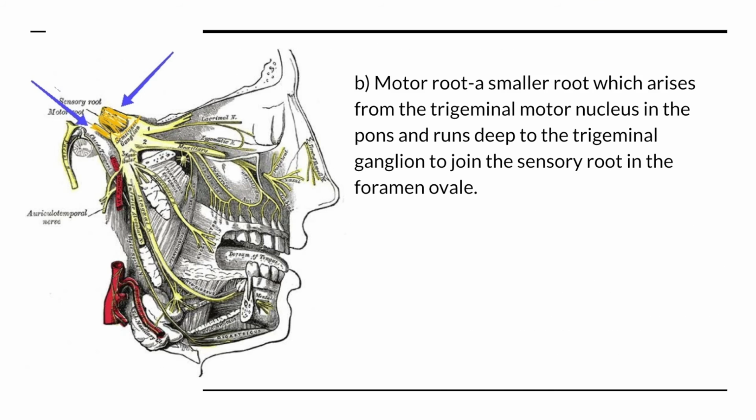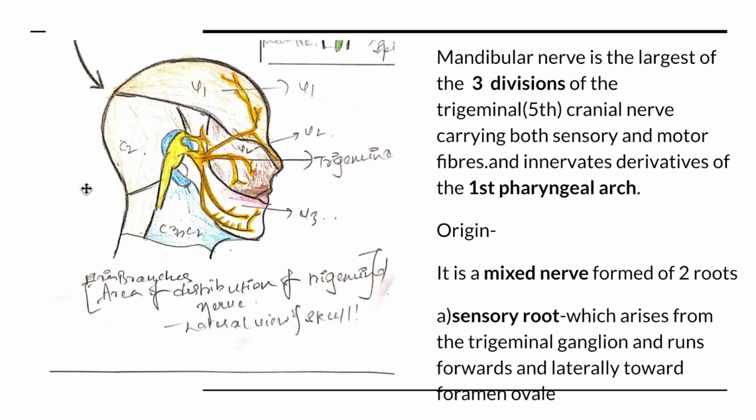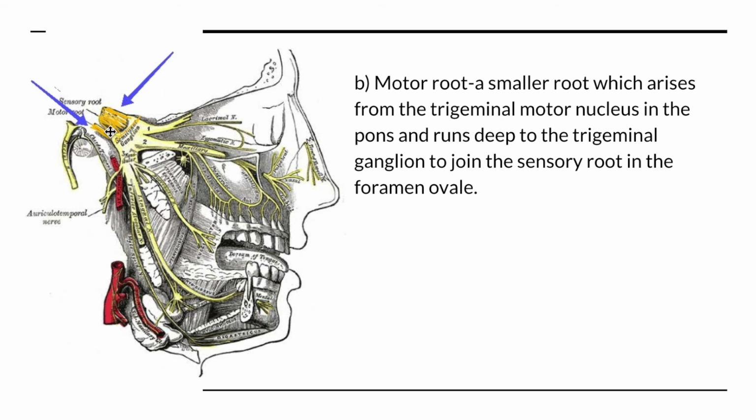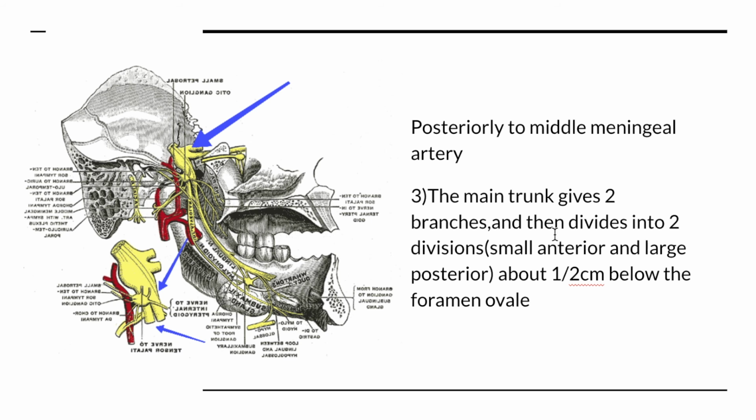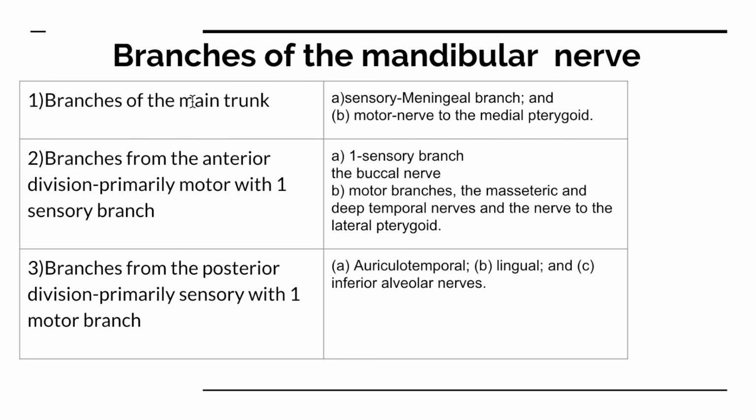So let's just quickly recap what we have studied so far. We saw that the mandibular nerve is the third mixed nerve arising from the trigeminal nerve. It comes out of a larger sensory component and a small motor component. From the foramen ovale, it arises as one trunk, which is the main trunk, which further passes downwards to divide into a small anterior and a large posterior branch. Now branches from the main trunk were two. Branches from the anterior division we have studied, which were three motor branches and one sensory branch. And in the next video, we'll study about the branches from the posterior division.